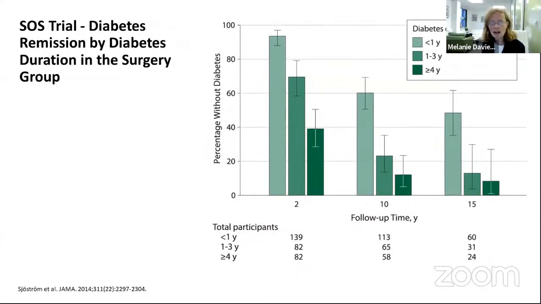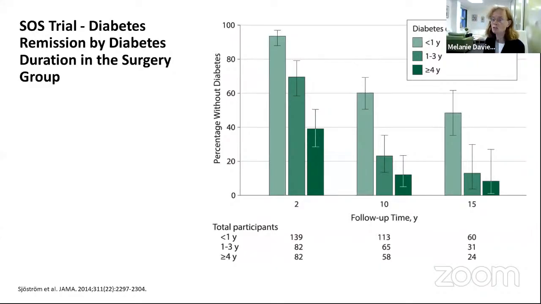If we look at that by the duration of diabetes at baseline, if you have your bariatric surgery within 1 year of diagnosis, you can see your chance of going into remission is much greater in that light green bar, which are the people with a short duration of diabetes, compared to the dark green bar with people with diabetes of over 4 years.